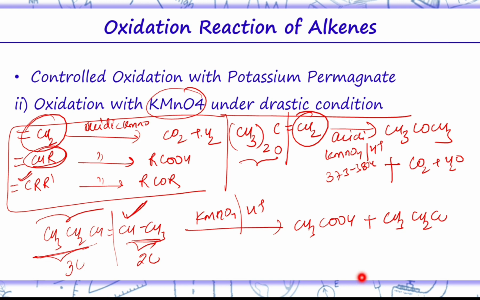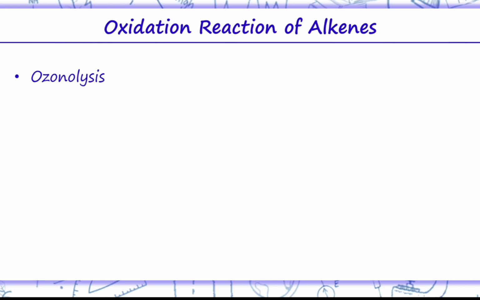Now moving on to the important part of the oxidation reactions of alkenes, which is ozonolysis. Alkenes react with ozone to form ozonides. Ozonides are unstable, so they are not isolated. They further react with zinc and water, or with hydrogen in the presence of palladium, and give aldehydes or ketones.